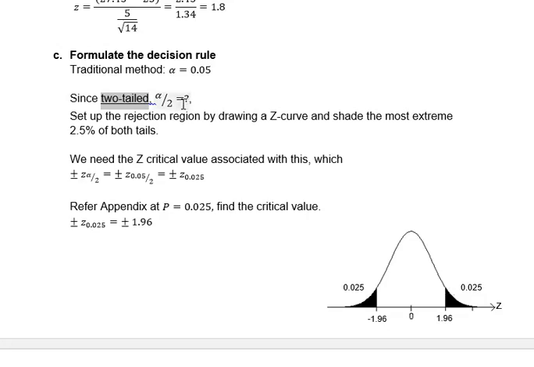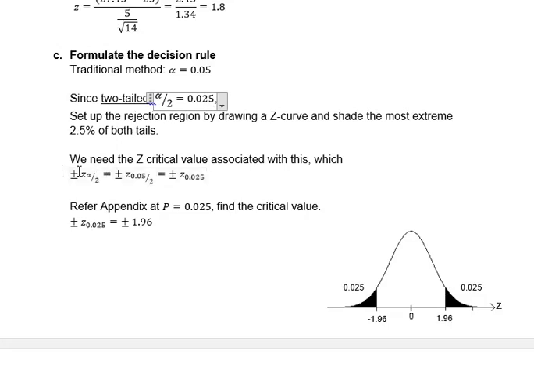So we have to divide the significance level into two, because you want to see both sides. So you set up the rejection region. You have to draw the Z curve for you to understand, and you shade the most extreme 2.5%. When you divide, you will get 0.025, which means 2.5% in each of the two tails. So you can draw it.